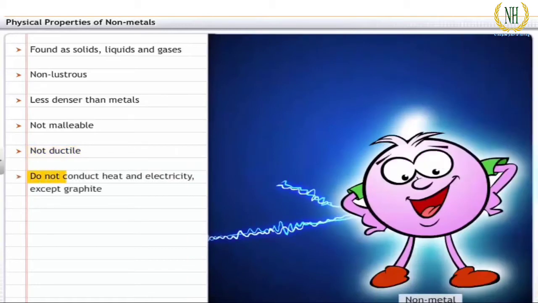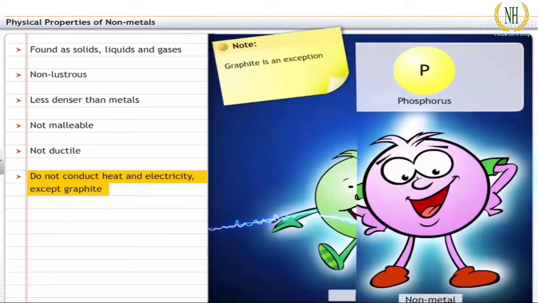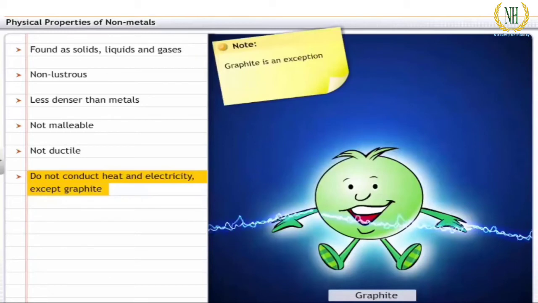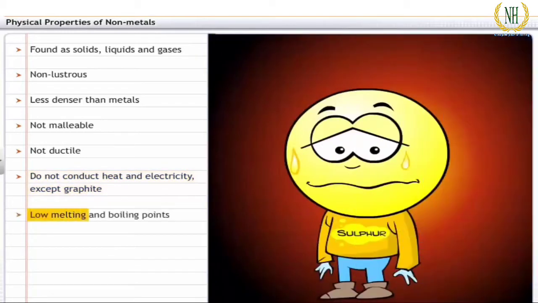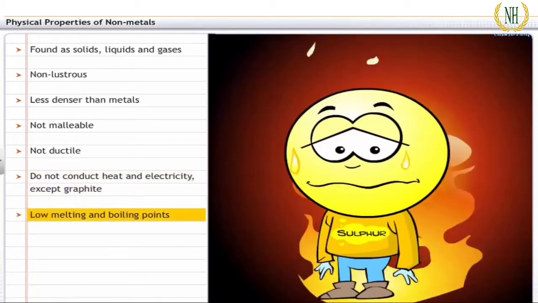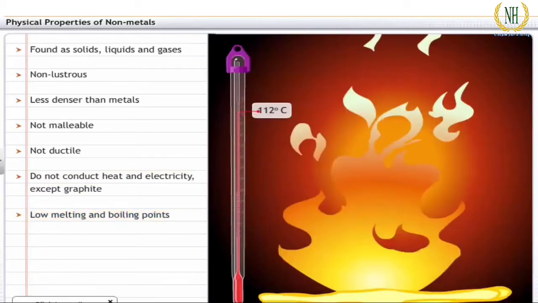Non-metals are bad conductors of heat and electricity. For example, sulfur and phosphorus cannot conduct electricity. The exception to this property is graphite, which is a good conductor of electricity. Non-metals have low melting and boiling points. For example, sulfur and phosphorus have low melting and boiling points.